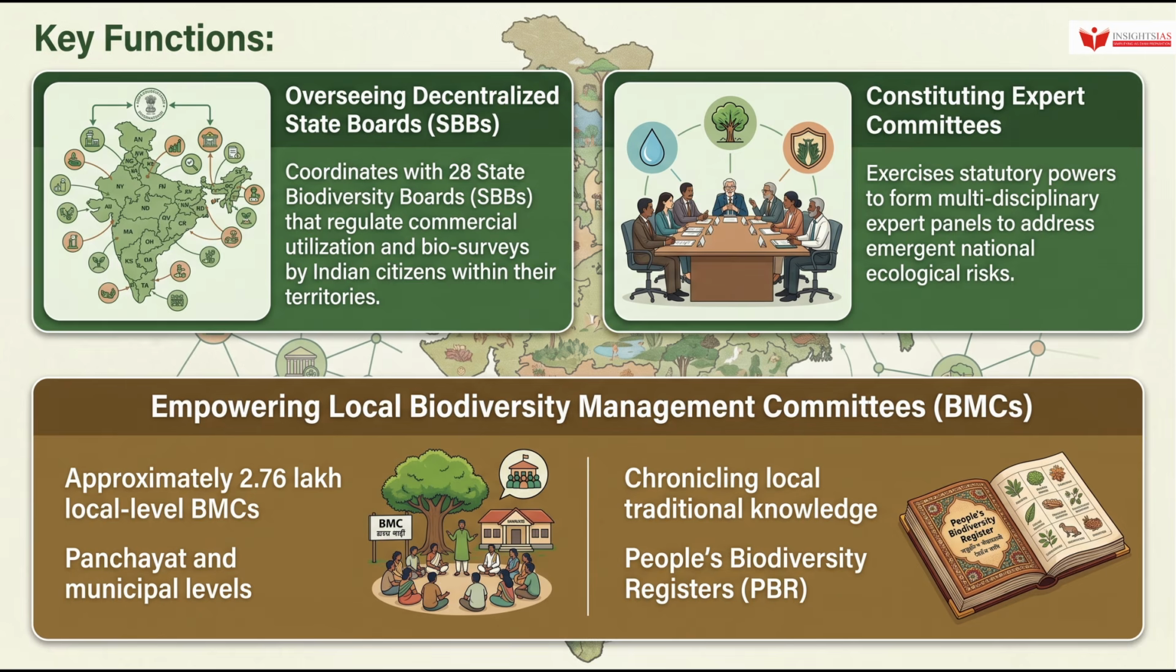Now, here's a genuinely massive number worth holding on to. It empowers local biodiversity management committees, BMCs, overseeing approximately 2.76 lakh local-level BMCs, set up at panchayat and municipal levels, responsible for chronicling local traditional knowledge via People's Biodiversity Registers, PBR. That's a genuinely vast grassroots-level network. And it constitutes expert committees, exercising statutory powers to form multidisciplinary expert panels, such as the newly constituted Panel on Invasive Alien Species, to address emergent national ecological risks, exactly the action described in today's context.